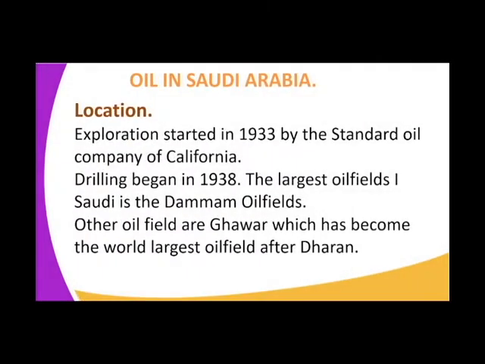Let's start with oil in Saudi Arabia. Location of the oil field. Exploration started in 1933 by the Standard Oil Company of California. Drilling began in 1938. The largest oil field in Saudi is the Dammam oil field. Other oil fields are Ghawar, which has become the world's largest oil field after Dhahran.